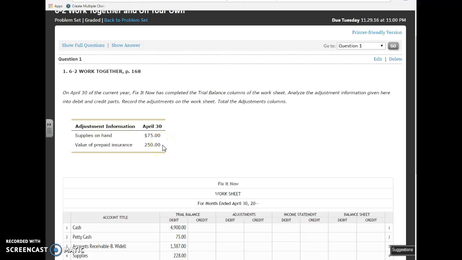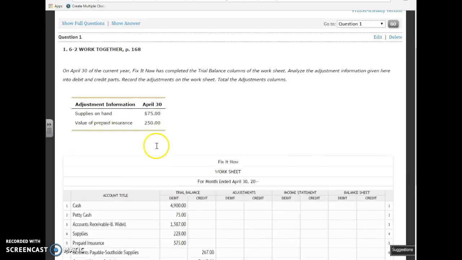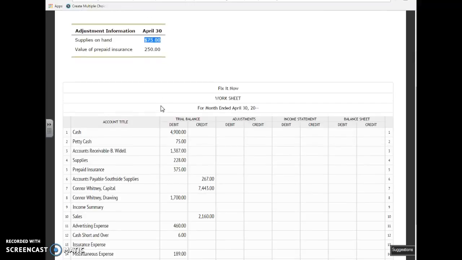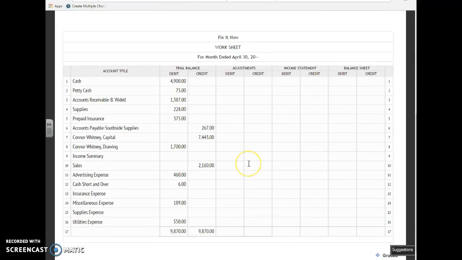The example I gave in class was, let's say that we have a hair salon. Obviously, throughout the month, we're going to buy shampoo, conditioner, hair products, things like that, that we're going to use on clients. So for this example, we might spend $228 throughout the month on our supplies. But at the end of the month, we're not going to have that amount of supplies left. We'll have obviously used that shampoo and that conditioner throughout the month. So what they're telling us here is that at the end of the month we have $75 left in supplies. So I need to do an adjustment for my supplies.